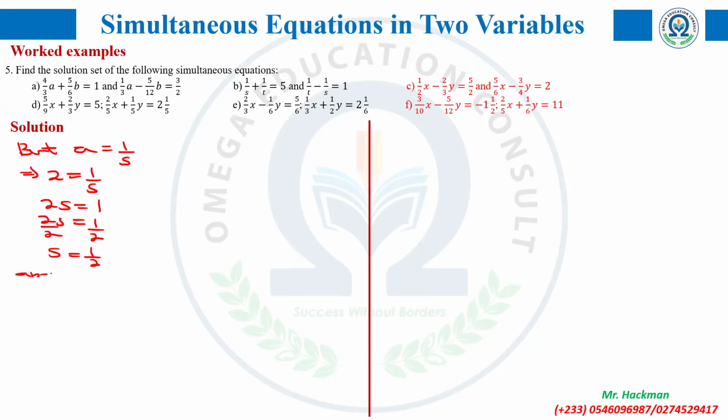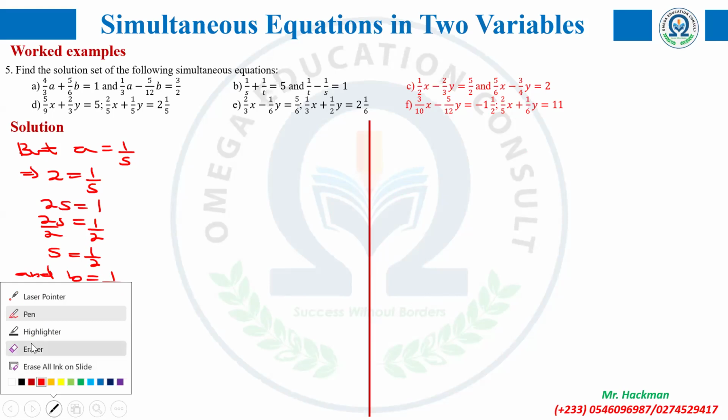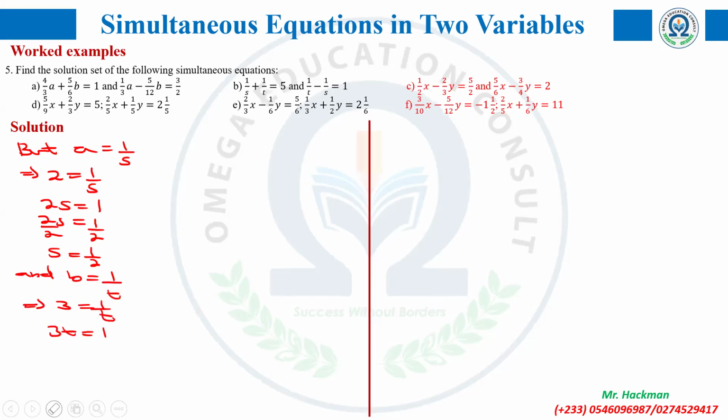And you also stated that B is equal to 1 over T. So this implies that your B gave us 3, and that will be equal to 1 over T. So you are going to get 3T is equal to 1, forgive me. Then you write it again, then you divide. So 3T over 3 will be equal to 1 over 3. So T will be equal to 1 over 3.